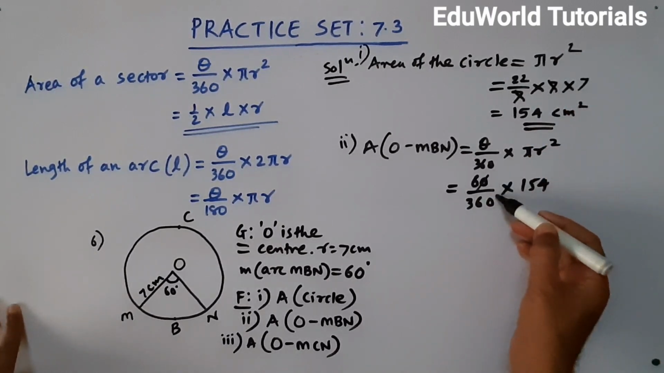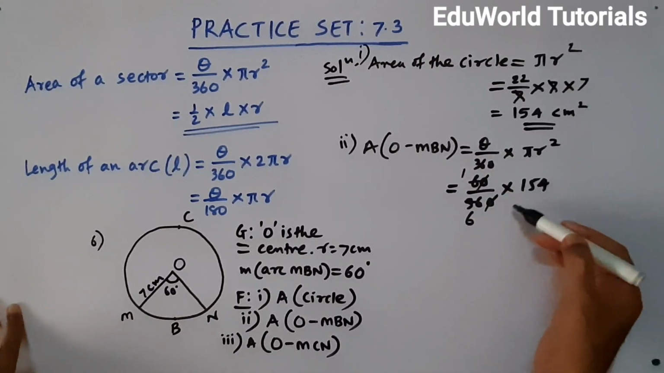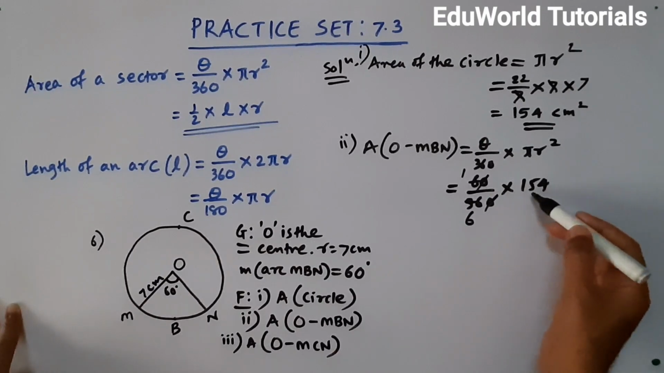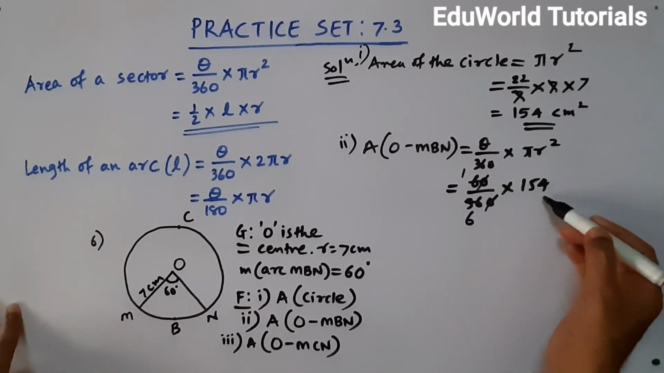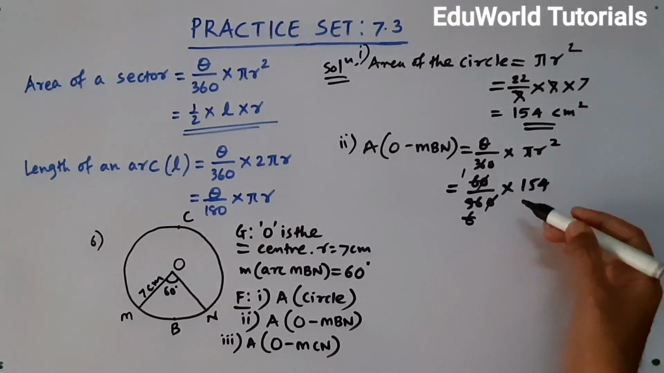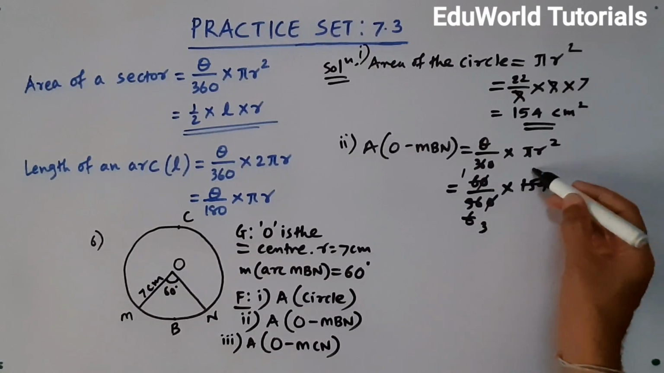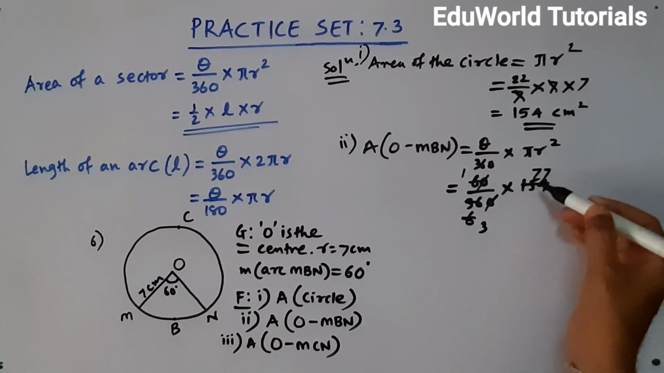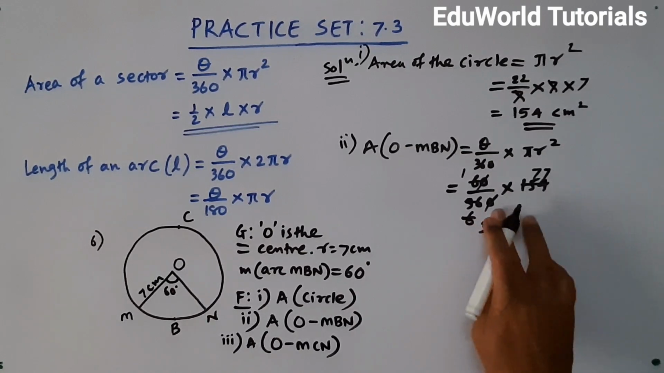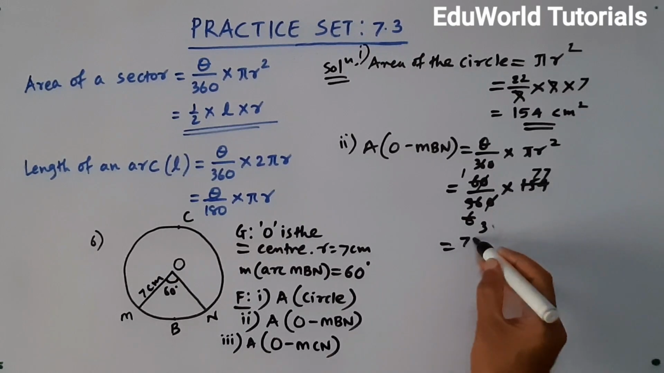We can cut this 0 with this 0. 6 ones are 6. Can we cut this 154 and 6? 6 2s are 12, 3 remainder. 34 will not lie in the table of 6. So let us use table of 2. 2 3s are 6 and 2 7s are 14. 7 2s are 14. 77 upon 3 will be a decimal fraction. It will be written as 77 upon 3.